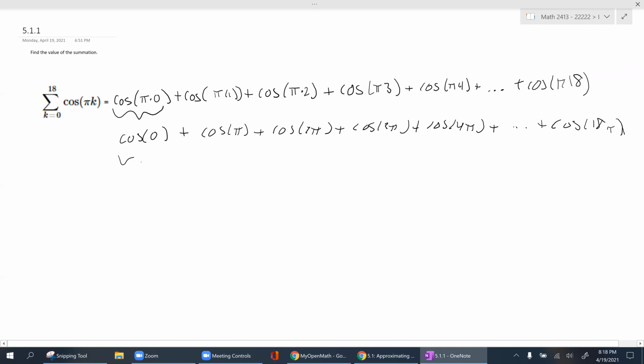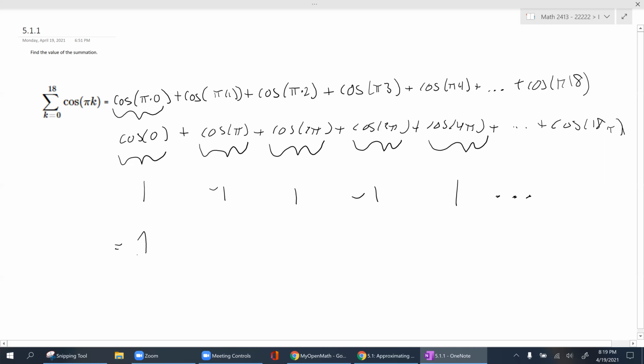You'll find out what this cosine is doing. This cosine value is going to be oscillating at these points. Cosine of 0 is 1. Cosine of pi is negative 1. Cosine of 2 pi is 1. What is cosine of 3 pi? Do it for all of those, and for this example, try it out. You should get the answer 1.